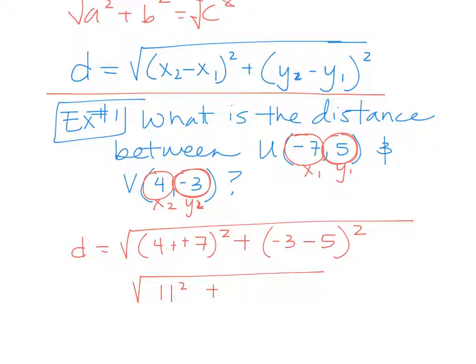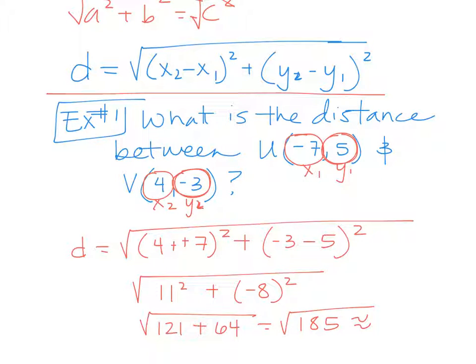That's the other place that I see a lot of mistakes on this. So this is negative 8 squared. So really you're doing the square root of 121 plus 64, which would be the square root of 185. And then from there, we make an approximation. So if you plug in the square root of 185, and if you don't know where your square root key is on your calculator, talk to me, and I will help you find it. We're going to round to the nearest tenth, okay?